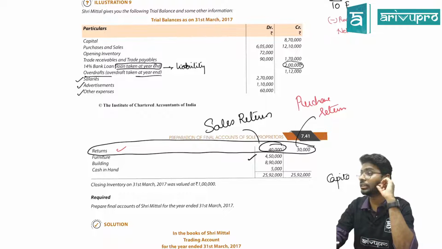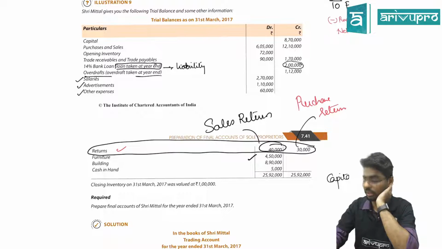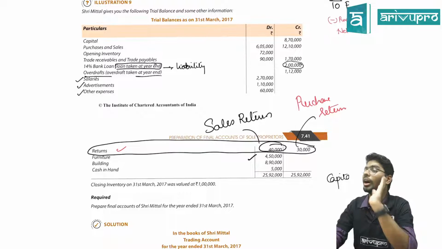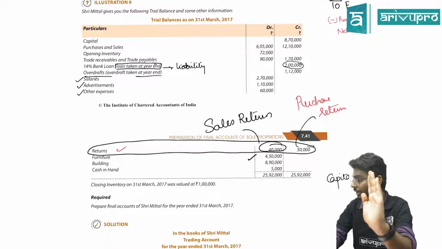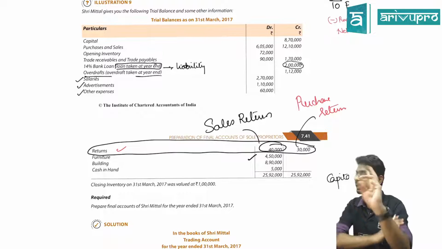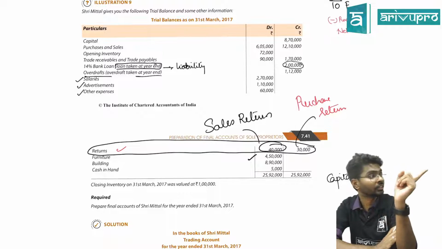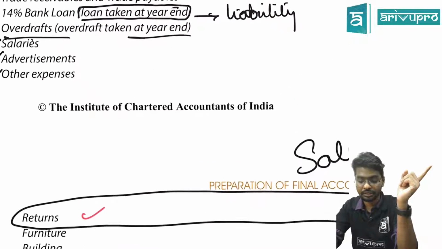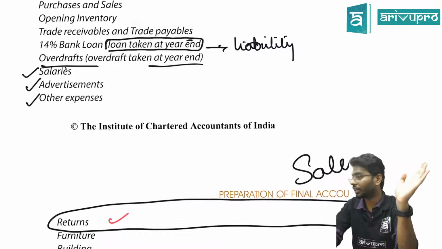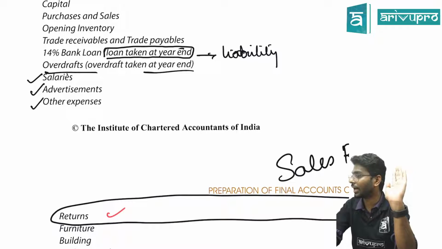Are you done till here? Next one, building, asset. Cash in hand, asset. Are we done till here? Yes. Now there are only 3 items which we have missed, which we have ticked. Which are the 3? Salary, advertisement and other expenses. Are you clear?